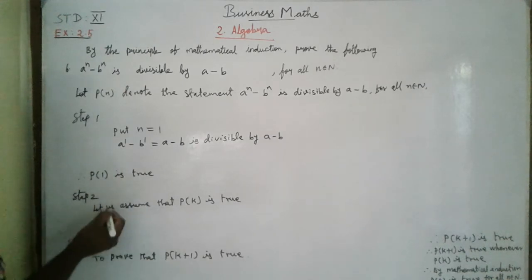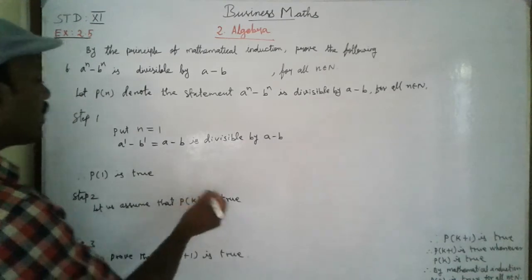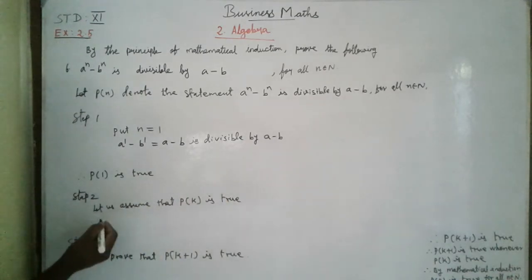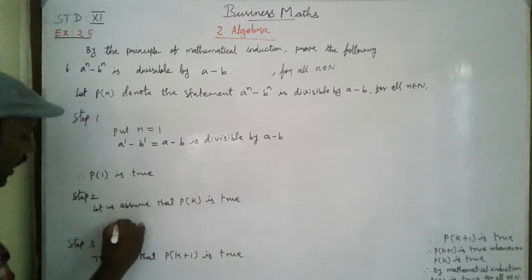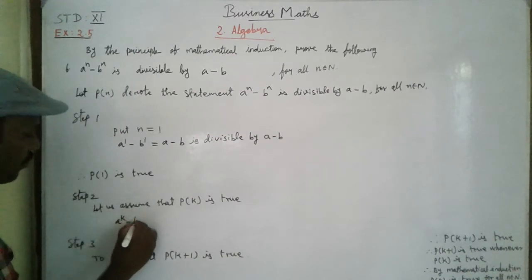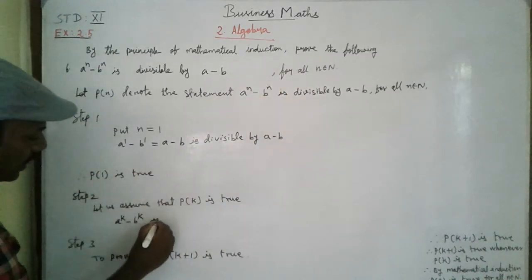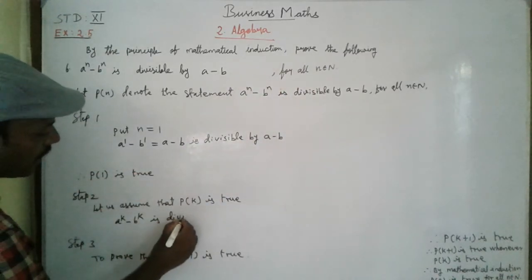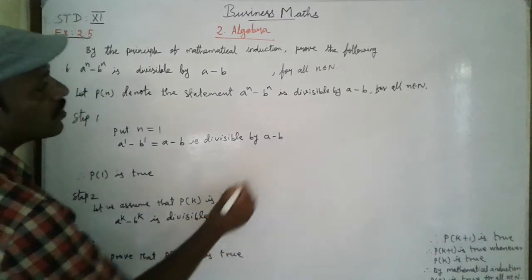Next, step 2: let us assume that P of k is true. So P of k means n is k. We substitute: a power k minus b power k is divisible by a minus b.